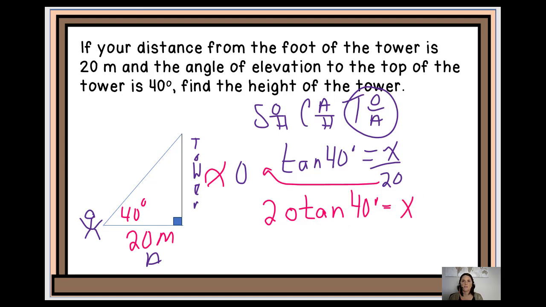Okay, go ahead and plug this into your calculator, and we're going to round to 1 decimal point. So X is equal to 16.8 meters. So for good communication, we should add a therefore statement. So therefore, the height of the tower is 16.8 meters.